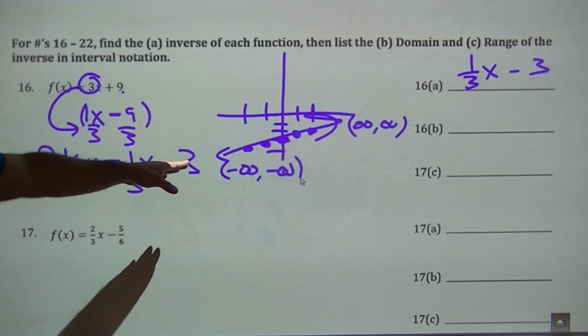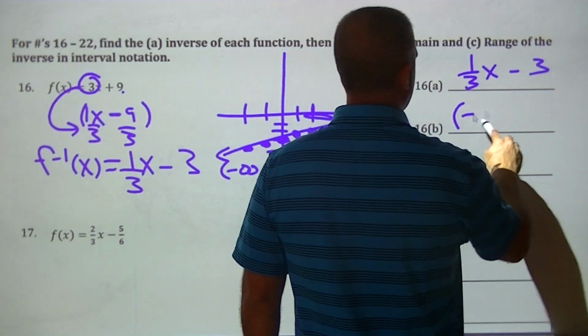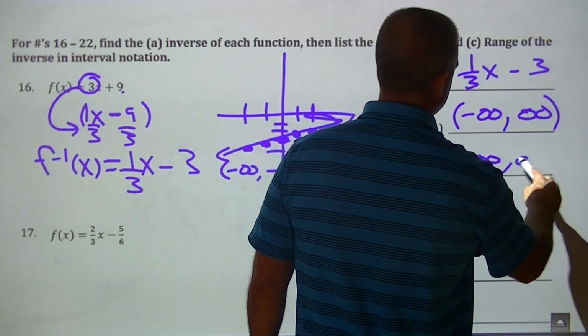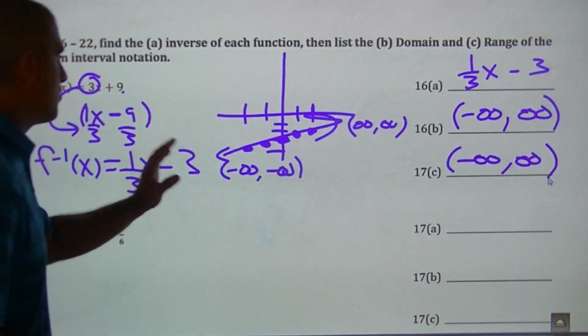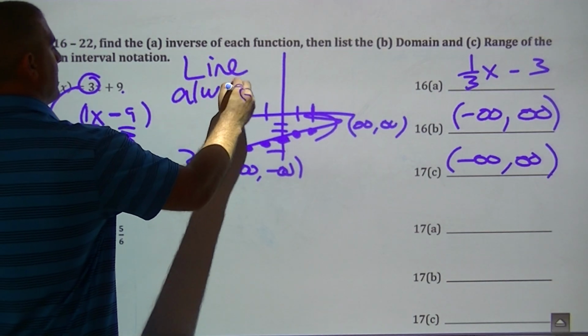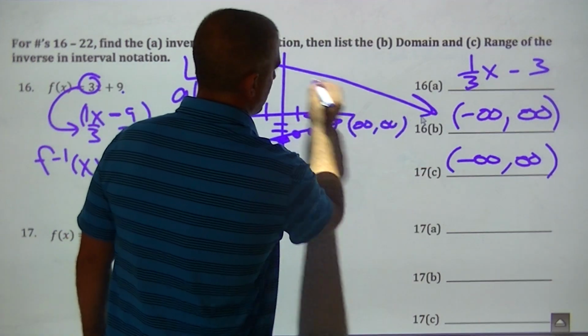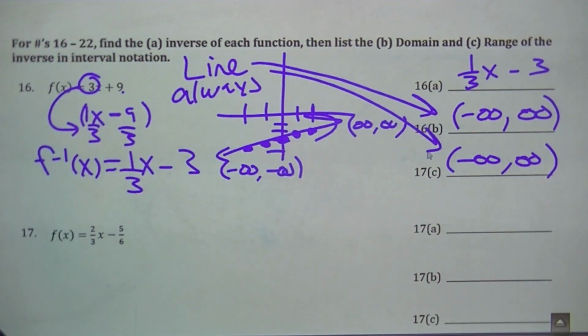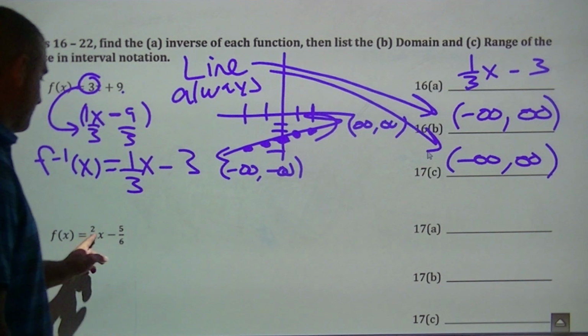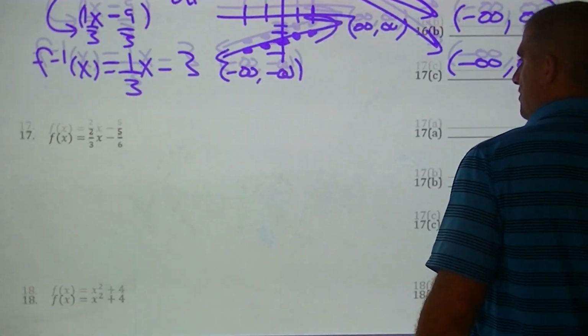So my domain, smallest x value is negative, biggest is positive. Smallest y is negative, biggest is positive. Here's a good rule of thumb. A line will always have these two results, because a line produces a line in inverse, and that line will be a function. Moving on to 17.